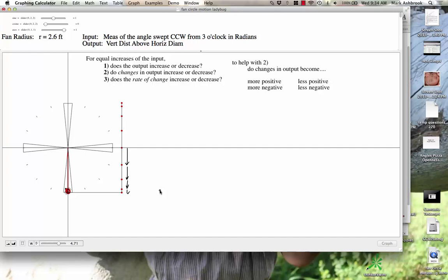They're increasing because they're getting less negative. He said they're increasing because they're getting less negative. He's my best friend today. He said he's perfect, right? So they're getting less negative. So those changes are increasing. And if those changes are increasing, what about the rate of change?